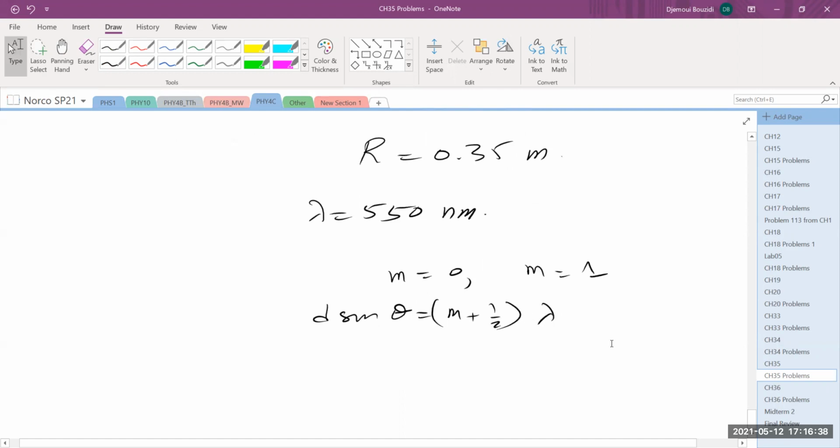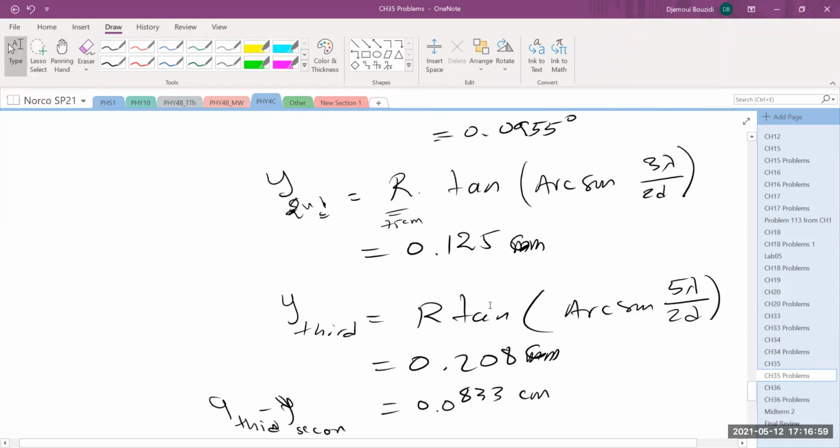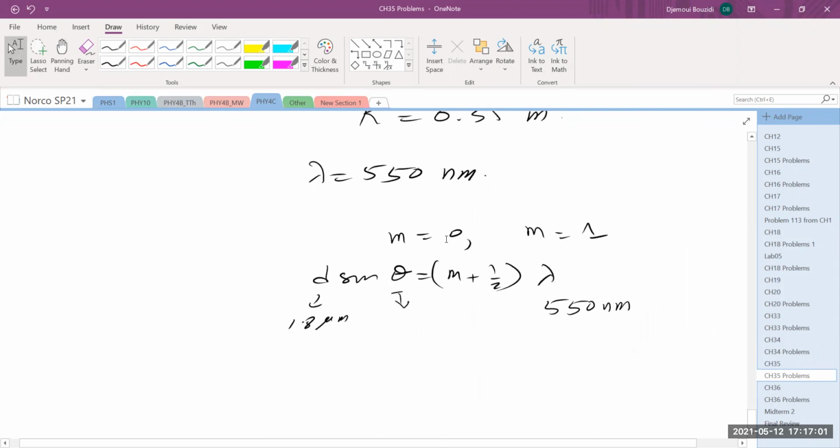Here's the trouble with this problem. Lambda is a very small number, 550 nanometers, and d is also a small number, 1.8 micrometers. You're dealing with very tiny numbers, so these thetas are not necessarily small. That's all. So we really have to use the same formula as the previous problem. Do not make the approximation. And it's identical to the previous problem.